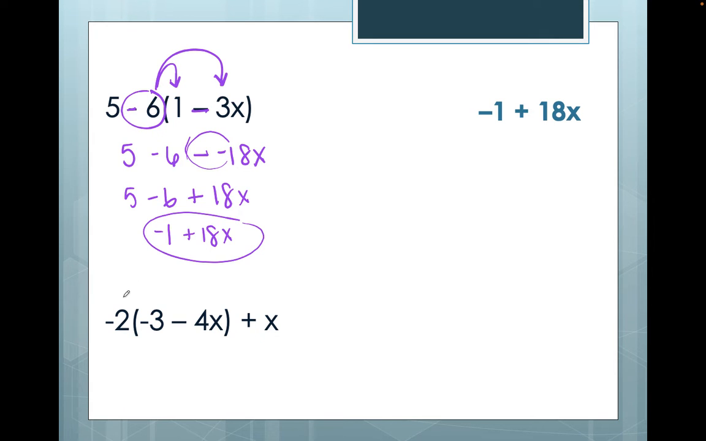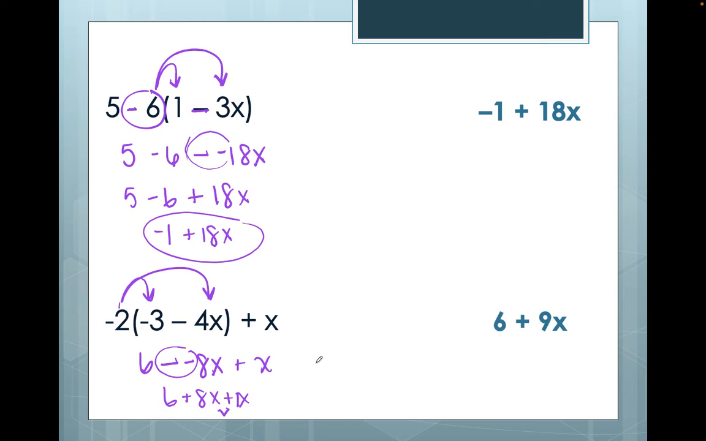In this next example, we're distributing a -2 to the -3, which is 6, positive, minus a -2 times 4x, which is a -8x, and then finally plus x at the end. Again, watch out for that double negative to change that from a -8x to a plus 8x. Since 8x plus 1x is 9x, our answer here is 6 plus 9x.